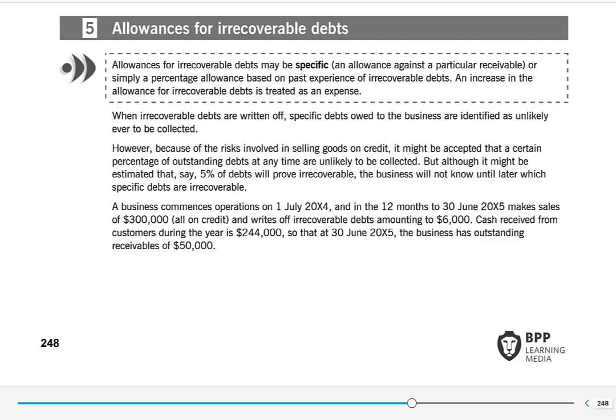Lesson 5 in one simple sentence. An allowance for irrecoverable debts is an estimate of the part of trade receivables that is not expected to be collected. It is not a write-off. It is a cautious estimate made at the period end, so the accounts do not overstate receivables and do not overstate profit. Part 1. Why we need an allowance.